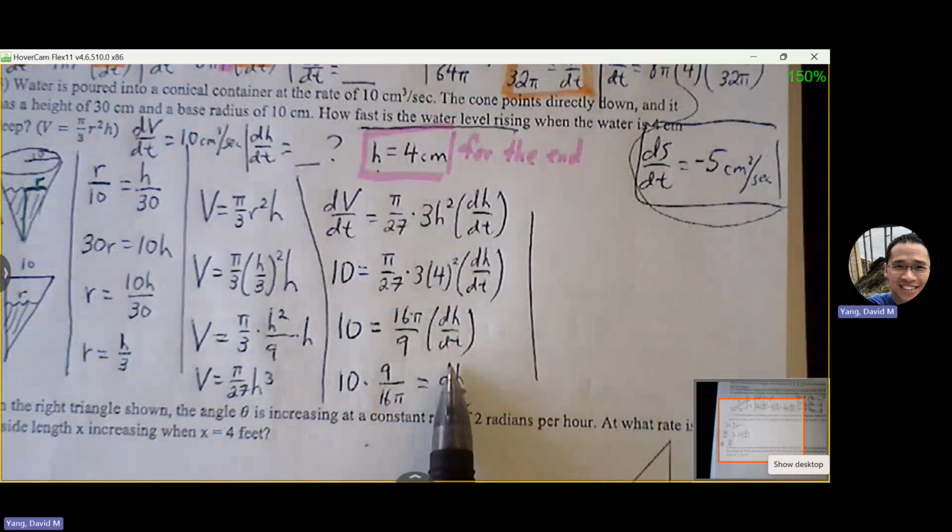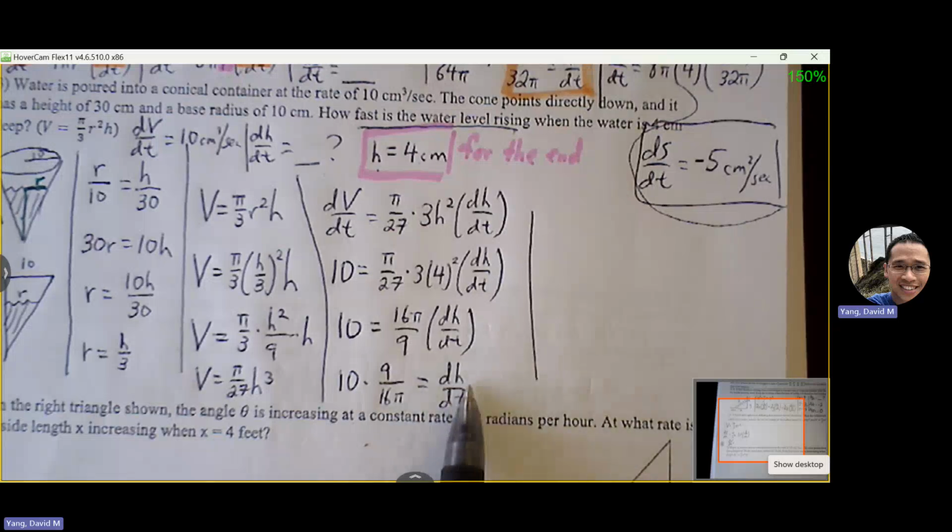Now, height is only one-dimensional units, right? It's only centimeters. So our final unit of measure should be centimeters per second. If it's area, then it's centimeters squared. If it's volume, then it's centimeters cubed. But everything else is just going to be one-dimensional, whether it's height or radius or base. Okay.